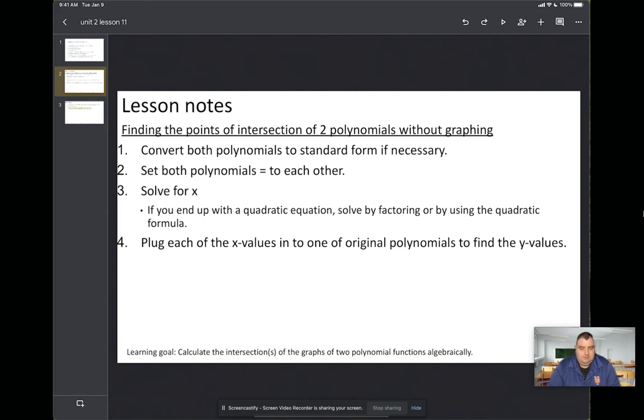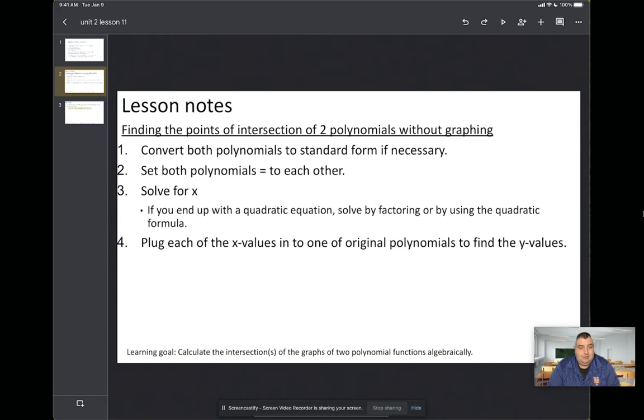So we're going to convert both polynomials to standard form if necessary. Sometimes they might be in standard form already, so if you have to, convert it. If it's already in standard form, you don't have to worry about that step. Step 2 is you're going to set both polynomials equal to each other. Step 3, you're going to solve for x. And I put in here that you sometimes might end up with a quadratic equation.